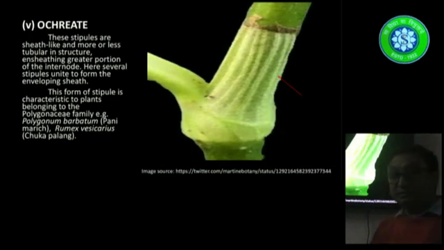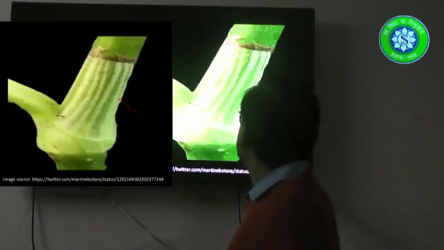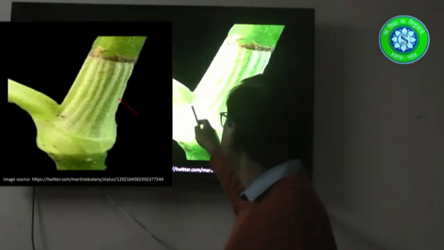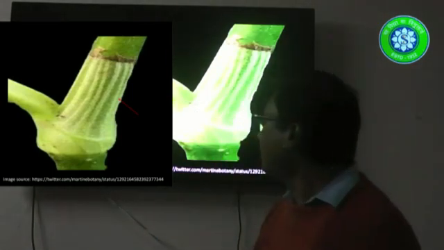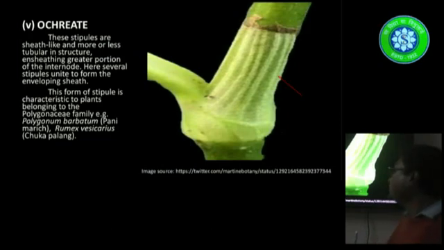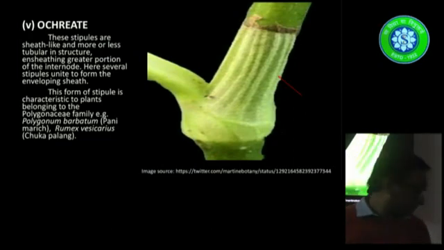The last among the simple forms of stipules is the ochreate type. These stipules are sheath-like and more or less tubular in structure, encasing a greater portion of the internode. Here, several stipules unite to form the enveloping sheath. As you can see, the stipule has formed an enveloping sheath around the internode arising from the base of this leaf. This form of stipule is characteristic of the family Polygonaceae. For example, Polygonum barbatum, Rumex vesicarius, etc.